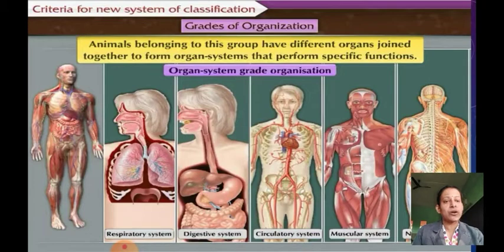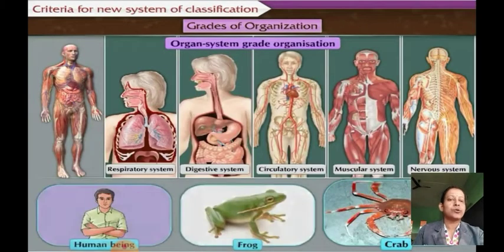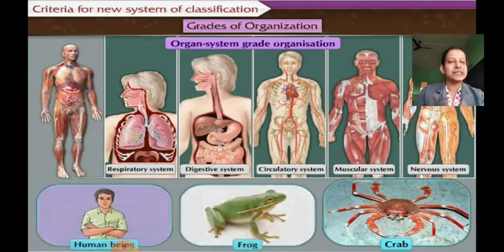All these are called organ systems. That means they have the presence of well developed organs which have joined together to form the organ system that performs specific functions. This type of organization is called organ system grade organization, and it is shown not only by human beings but also by different animals, like frogs, crabs, and other higher animals like fishes.